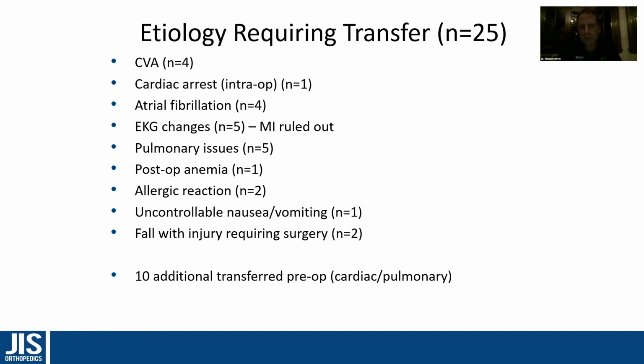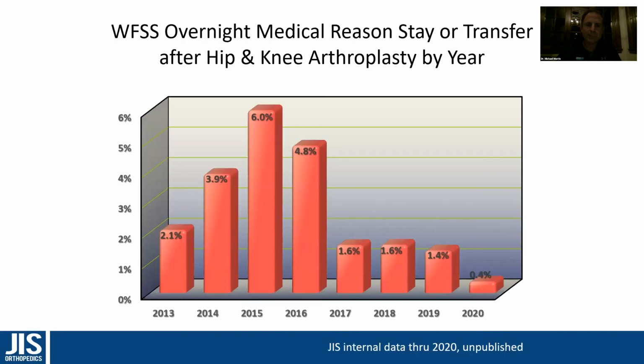2 patients had allergic reactions. 1 patient, uncontrolled nausea and vomiting, actually wound up with an ileus. And then 2 patients had falls requiring surgery. There were 10 additional transfers that occurred before any surgical intervention. These are people, as an example, showing up to the facility in new onset AFib, or who had significant DSATs on induction or something like that, that necessitated cancellation of the surgery and transfer out to a tertiary facility.